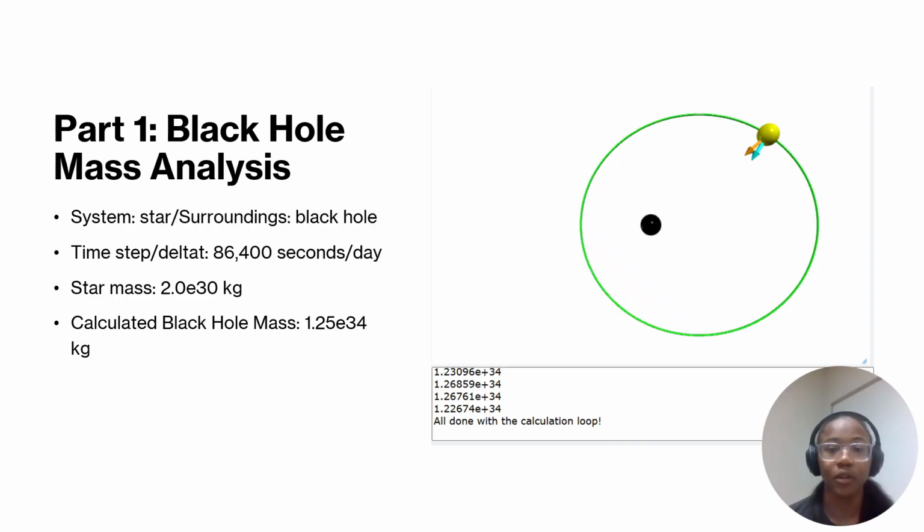In part 1, the star was my system and the black hole was the surrounding body. Using a time step of 1 Earth day in seconds, I analyzed the star's momentum changes to find the net force. My code printed various values for the mass as the star moved. By looking at the data, I found the mass to be approximately 1.25 times 10 to the 34th power kilograms. I average these values because the mass should be constant and any slight variations are due to the discrete nature of the data points.